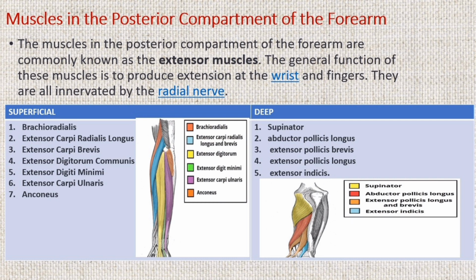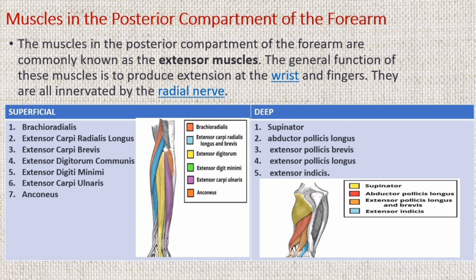Attachments. Originates from the posterior surface of the ulna and interosseous membrane. It attaches to the distal phalanx of the thumb. Actions. Extends all joints of the thumb: carpometacarpal, metacarpophalangeal and interphalangeal. Innervation. Radial nerve posterior interosseous branch.